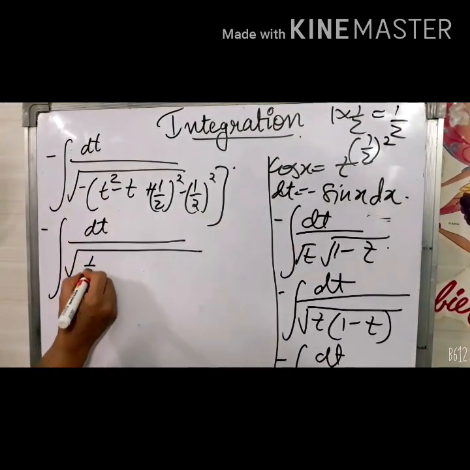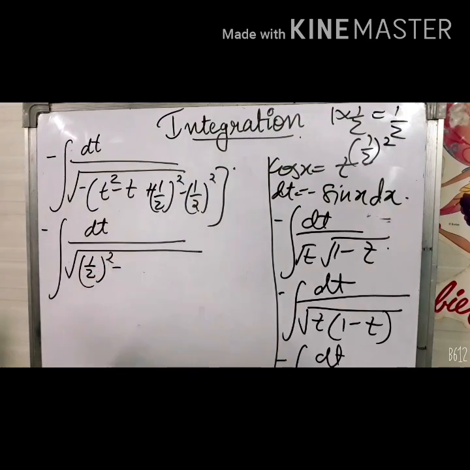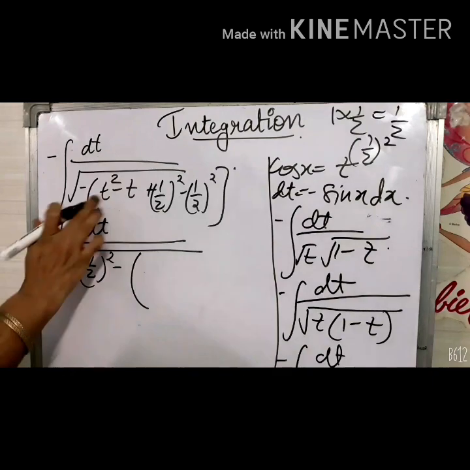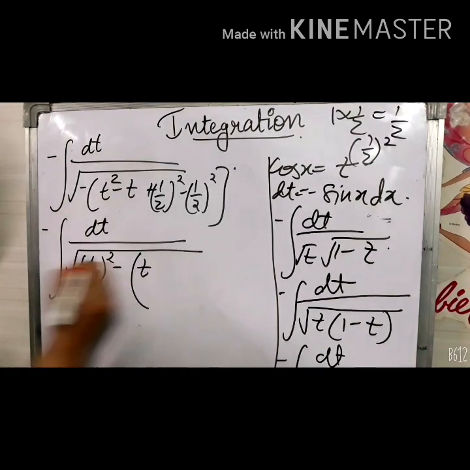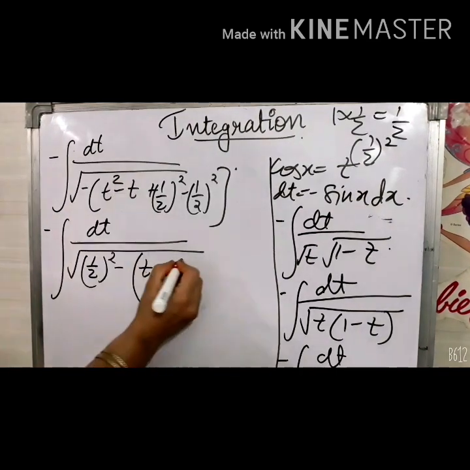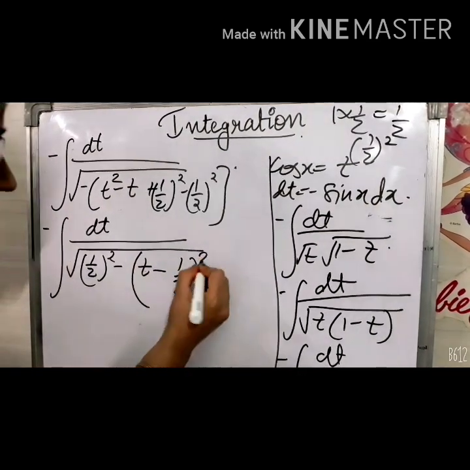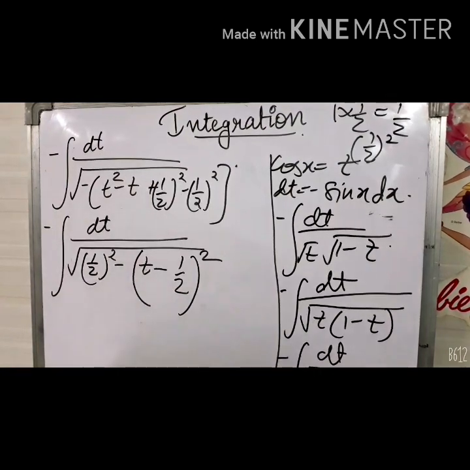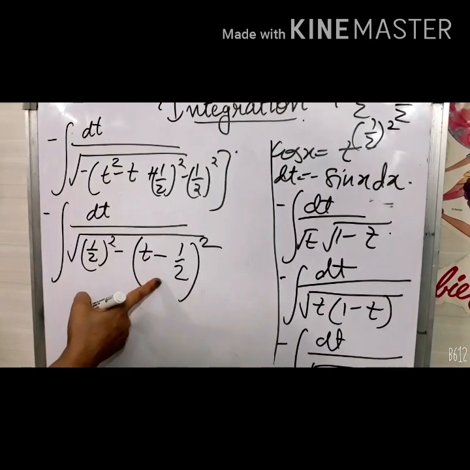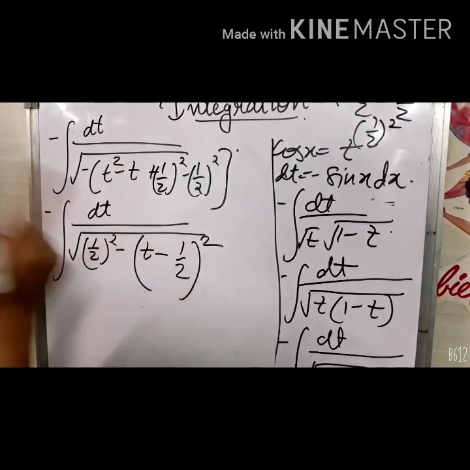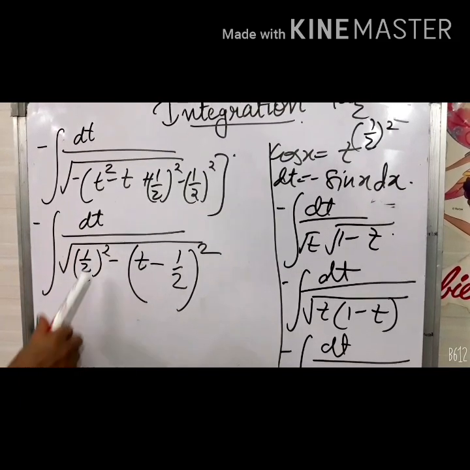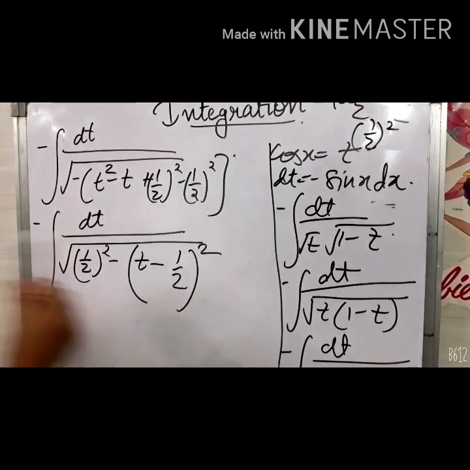It becomes (1 by 2) whole square minus of, see how you make it a perfect square. Take the t square term, the middle term's sign, and the last single term. It becomes (a minus b) whole square. So simple. Again I am telling you, t square term, middle term's sign, and the last single term. It becomes a whole square. This is minus dt by under root of (1 by 2) square minus (t minus 1 by 2) whole square.